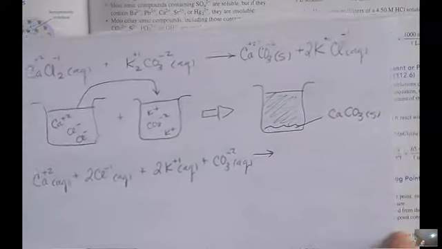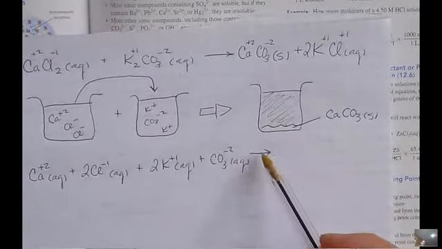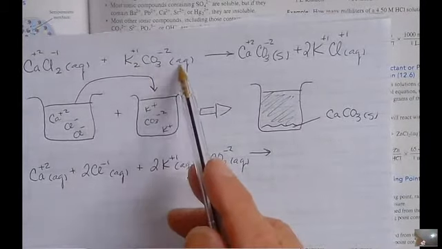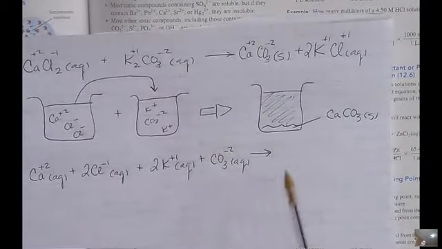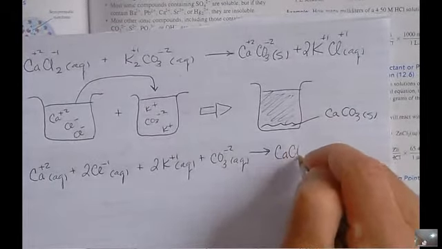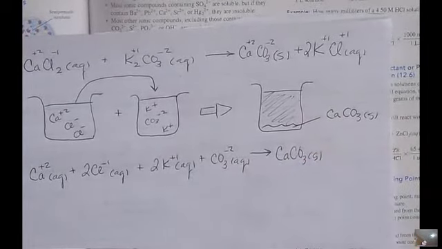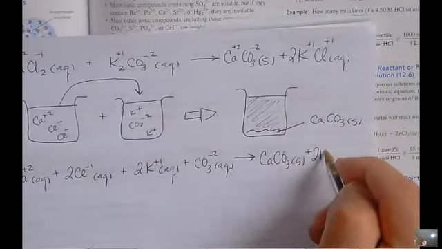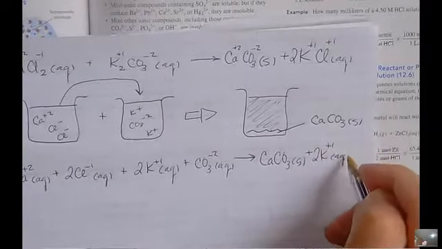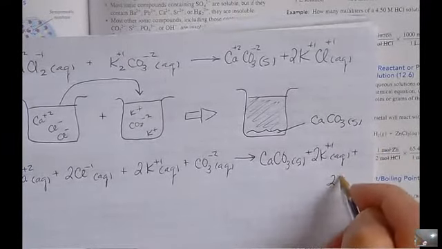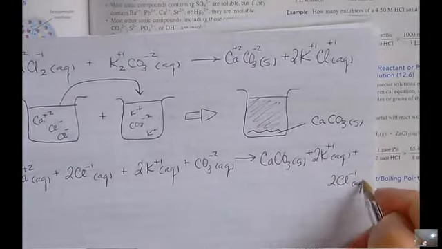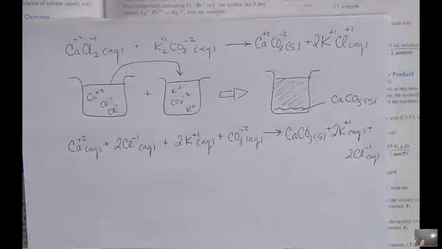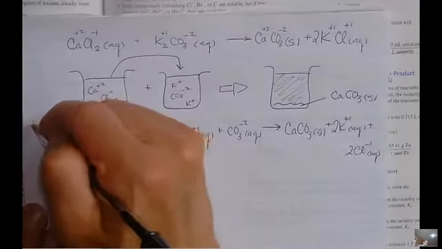So this one I don't break apart because it's a solid. I only break apart the ionic substances that are dissolved in solution. So these I show as ions. This one I leave alone because it really is a solid at the bottom. And the last one is an ion like I would find it in solution. So I write 2K+ and my 2Cl- aqueous. Okay, so this reaction here is called the ionic equation.